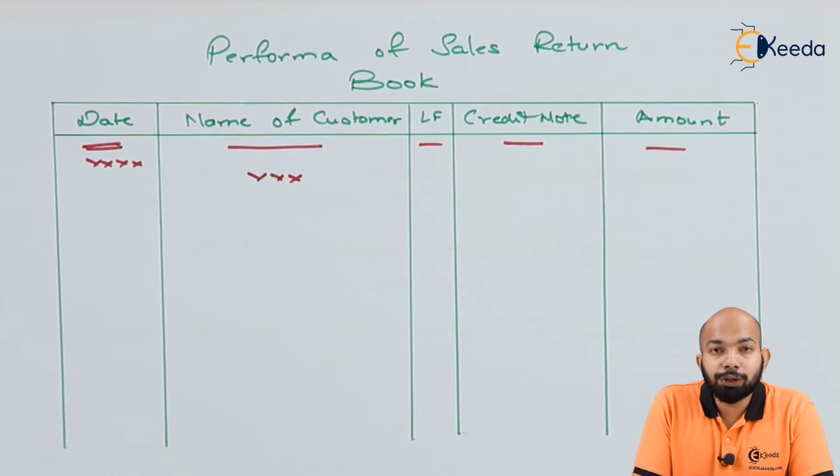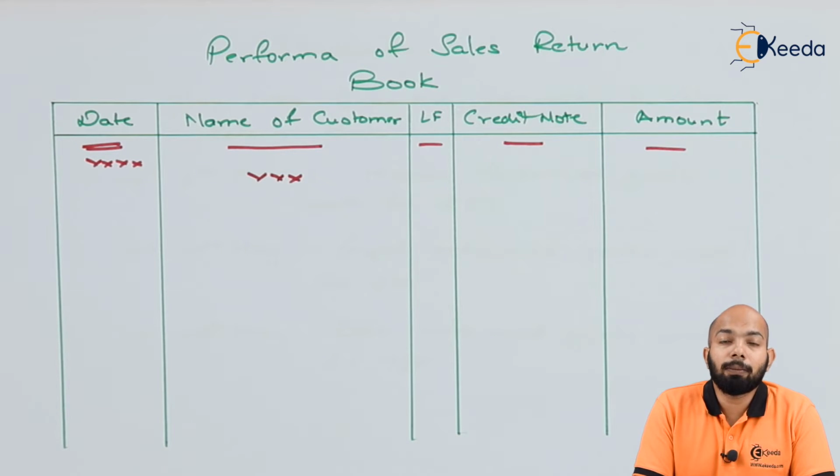The third column will refer to ledger folio, which will state from which ledger page it has been taken into consideration. And the fourth column will refer to credit note. Just like when we do purchase returns, we have a debit note with us. Whenever it comes to sales return, we have a credit note with us. And the last column refers to final amount, or probably the amount column, whereby you will be recording only the net amount in it.